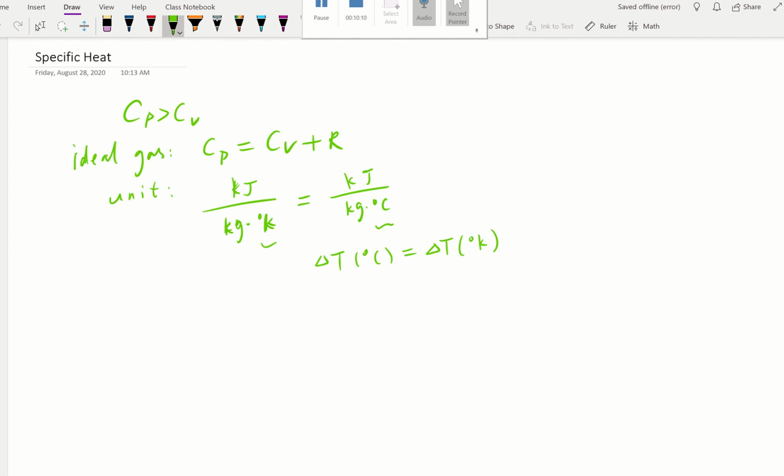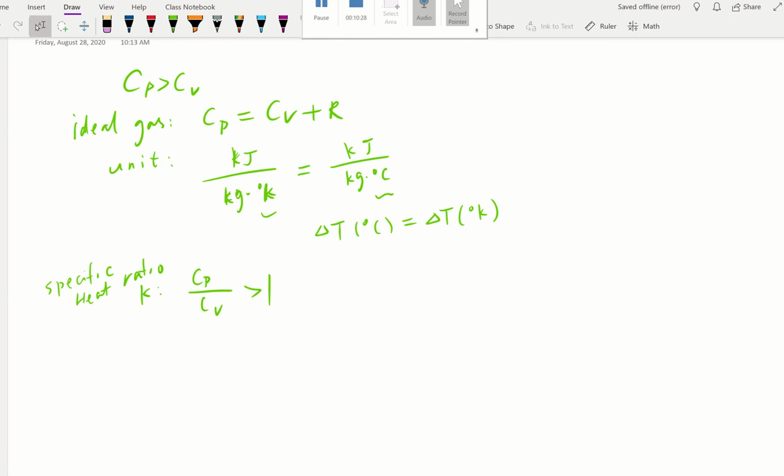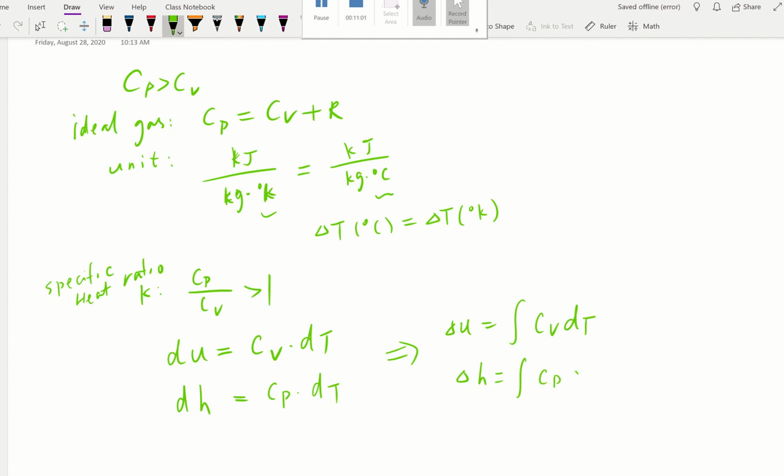Okay. Then another thing I want to talk about is k, the specific heat ratio. That's the ratio of Cp over Cv, and it's going to be greater than 1. Another concept is the formal equations for Cp and Cv. Essentially, they give us dU equal to Cv dT, and dH, the enthalpy, equal to Cp dT. All right, so that's what we have so far. And if you want to find a delta U, it's going to be the integral of Cv dT, and delta H is going to be the integral of Cp dT.